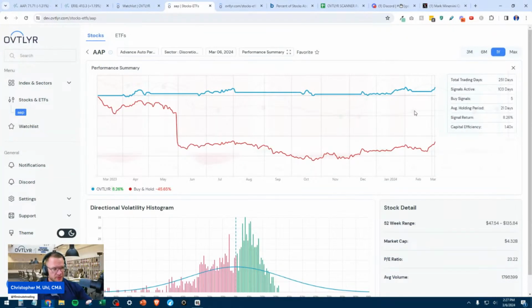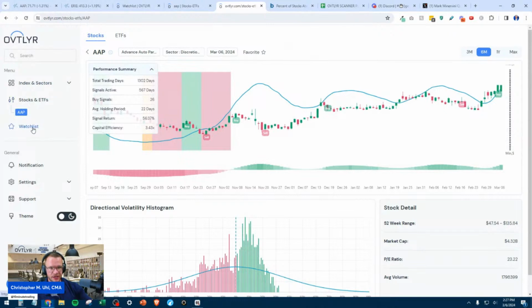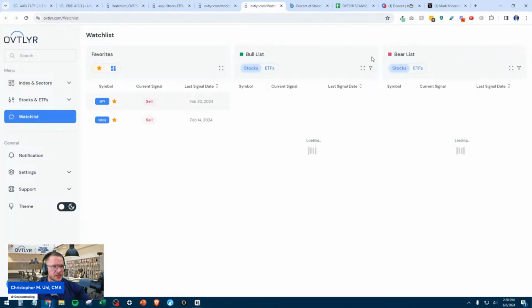We talked about performance summary. One thing that we talked about earlier today was breadth, and you guys know how much I look at market breadth. And this is taking a while. I don't know why this is taking so long. Anyway, I look at market breadth, as you know.